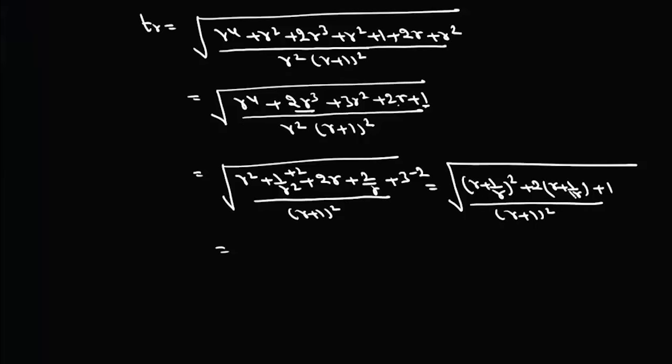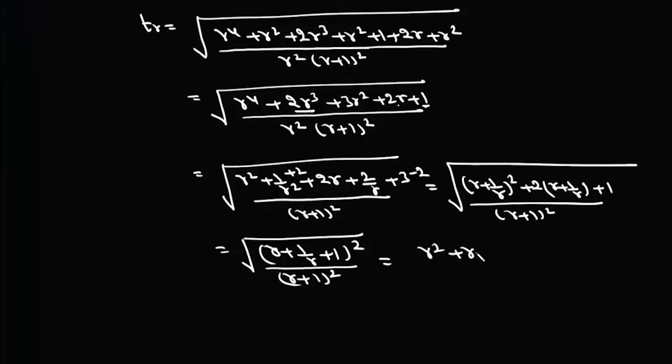Now this is nothing but a square plus b square plus 2ab, which is (a plus b) whole square. So it will be under root of (r plus 1 upon r plus 1) whole square upon (r plus 1) square. So it will be simply (r square plus r plus 1) upon r into (r plus 1). Now we can write this Tr as 1 plus 1 upon r minus 1 upon r plus 1. So we have simplified this term as 1 plus 1 upon r minus 1 upon r plus 1.